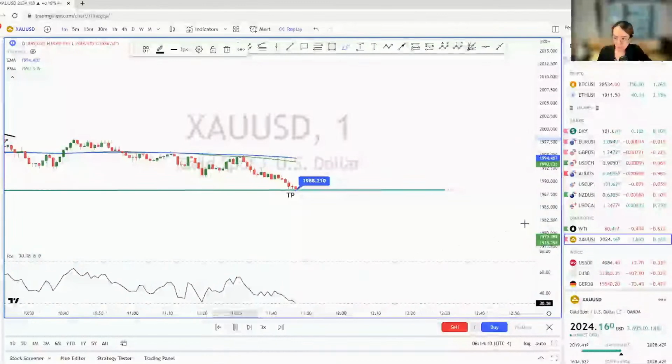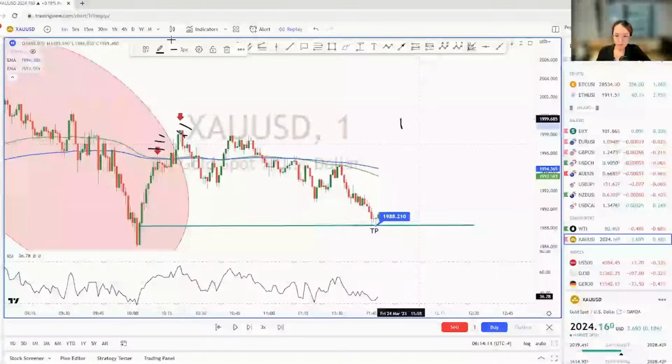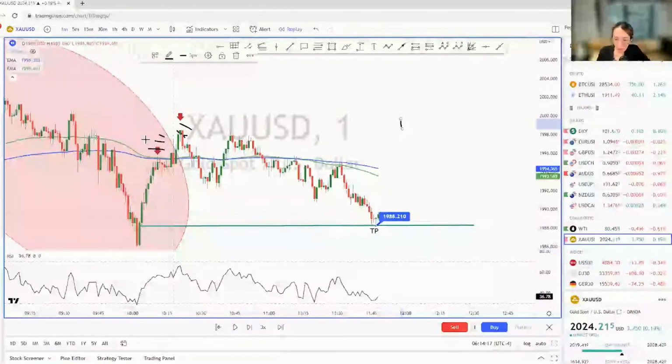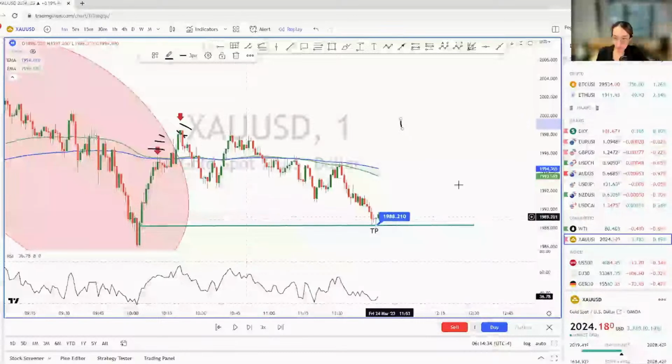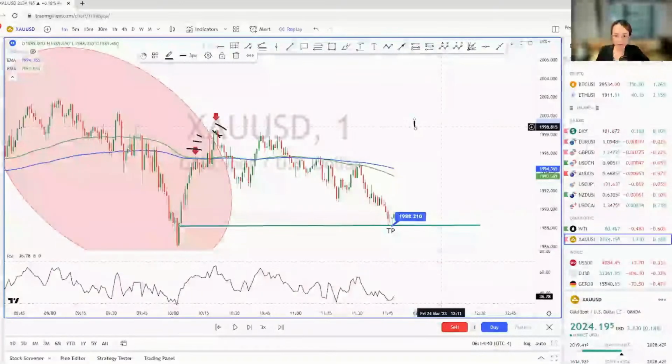Then it hits my TP here. You can see my first order I entered at about 1995, and my second one is about 1998. So my TP is about 1988. It's almost 1000 points, or 100 points here. So this is how I scalp gold. Let me know if you have any questions and I'll try to answer you guys. This is one of the examples.